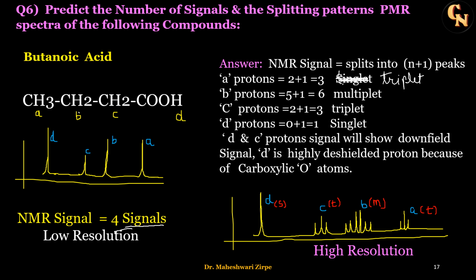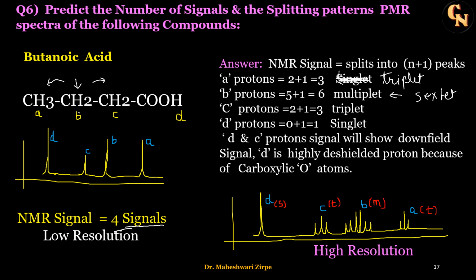Then B is going to interact with how many protons? With C protons and A protons. So these protons will be interacting. The spin-spin coupling will be with both the left hand side as well as the right hand side. That is 2 plus 3, 5, 5 plus 1, 6. So it is a sextet or multiplet, we call it.